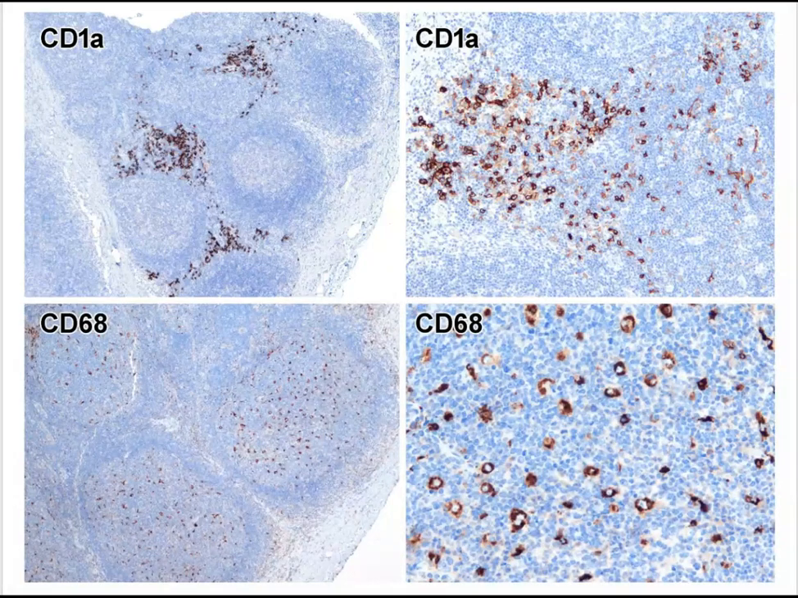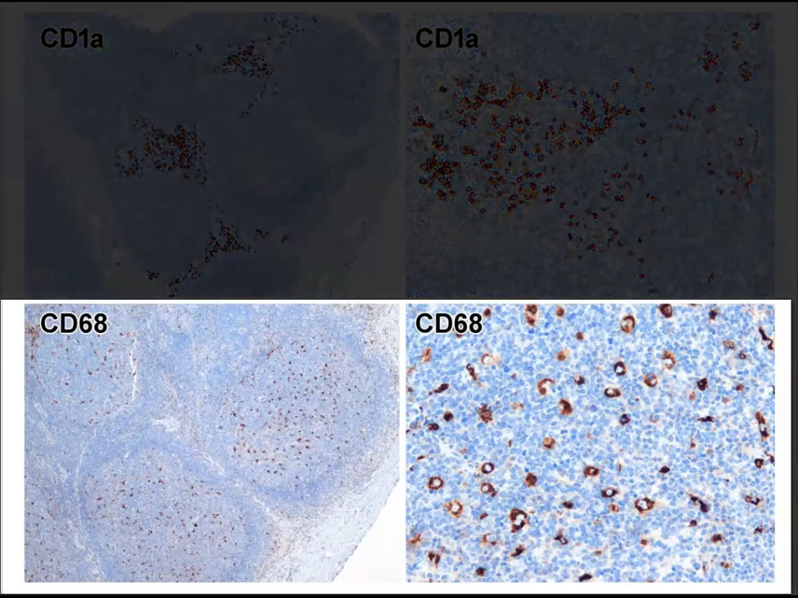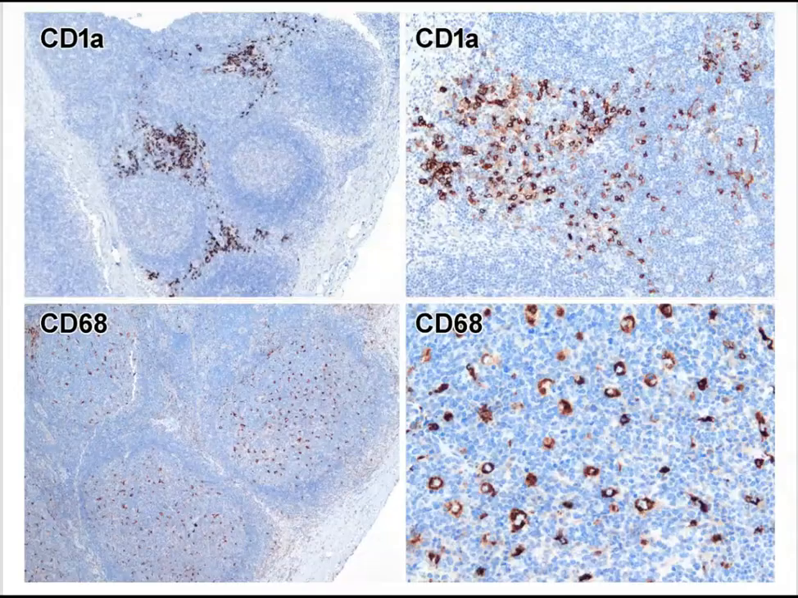Langerhans dendritic cells, sometimes referred to as Langerhans histiocytes, are dendritic cells that present antigens from the skin to the draining lymph node. CD68, on the other hand, highlights the normal macrophages in the germinal centers.